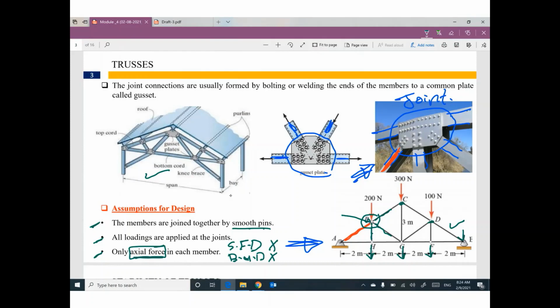So for any truss, if you have these three conditions, that means your structure can be called a truss. All members joined together by a smooth hinge or a smooth pin. All loading is applied at the joints. We don't have any load on the member like this or like this. Doesn't make any sense for trusses. And the only internal force we have is axial force.